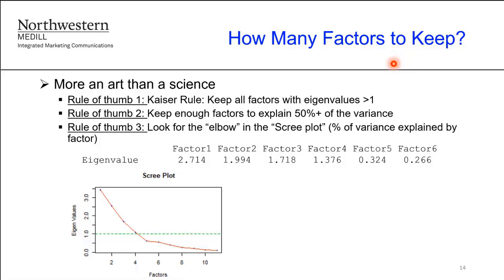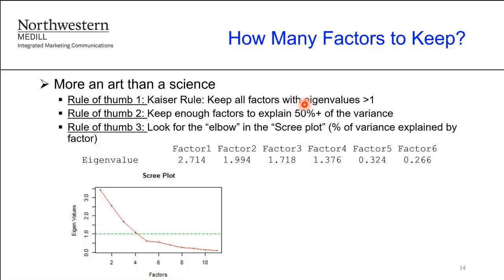So how many factors to keep is quite an important decision that we have to make in factor analysis, and there are several ways to decide the number of factors. The first rule of thumb is called the Kaiser rule: keep all factors with eigenvalues over 1.